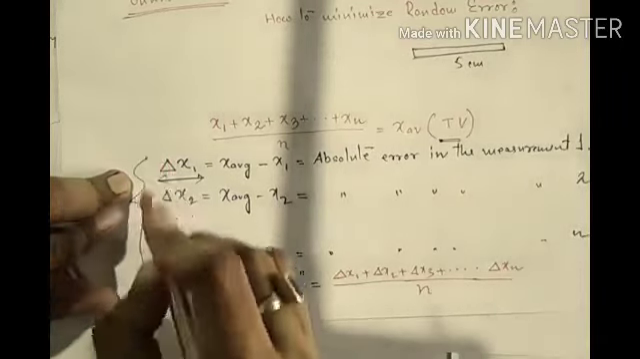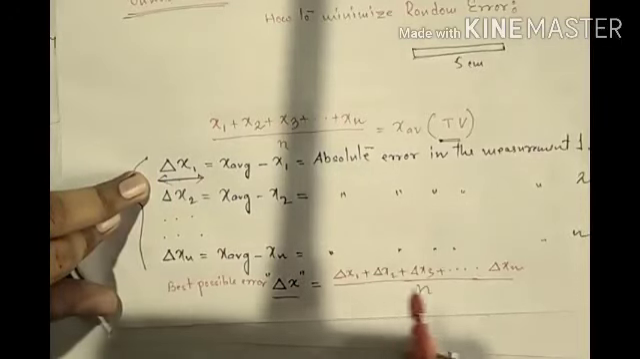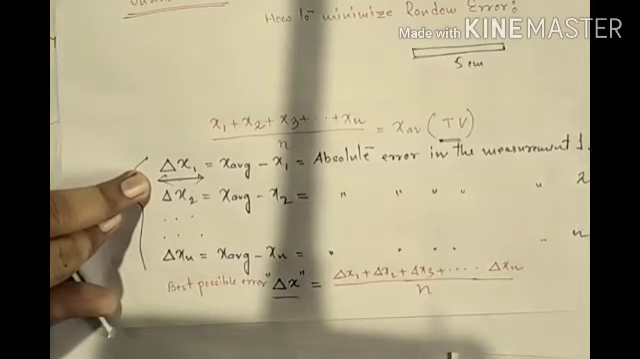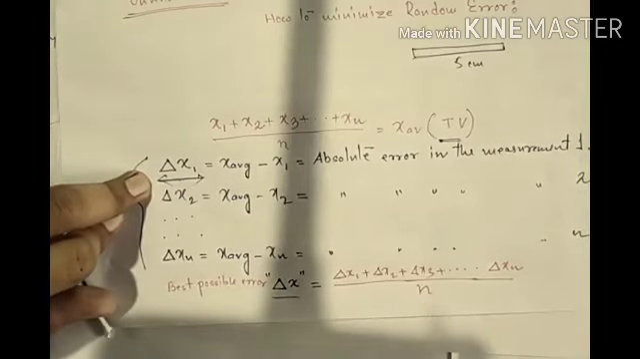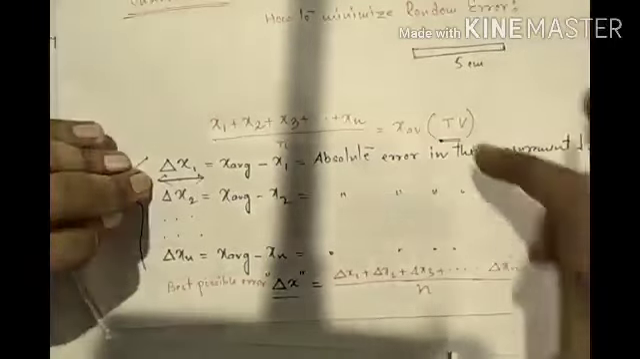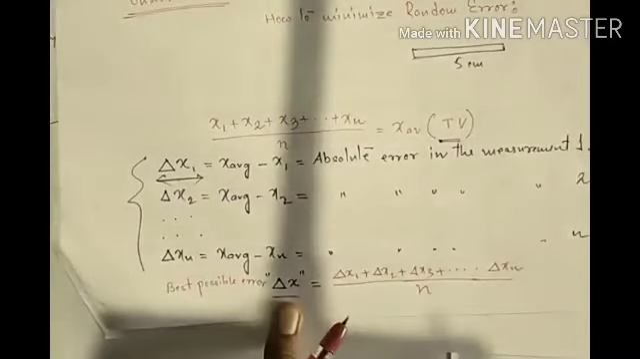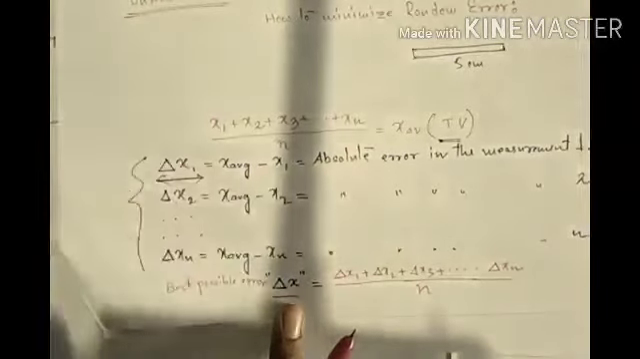This is the average of these delta x's: delta x1 plus delta x2 plus delta x3 plus delta xn, divided by n. So the average of absolute errors gives me the best possible error. You remember, we have got two things, the true value as well as the error. Therefore, how to express the result?